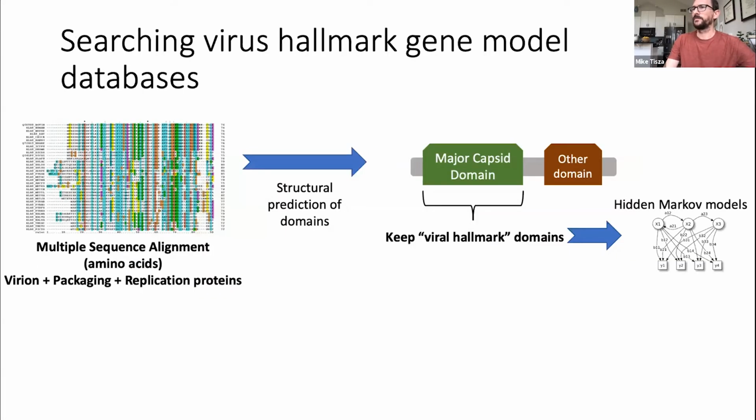Okay, and so I'll talk a little bit about how Cenote-Taker2 uses virus hallmark gene model databases to search for new viruses in your data. So it begins with, you would take some kind of protein family, let's say like a major capsid protein, you make a multiple sequence alignment of its amino acids.